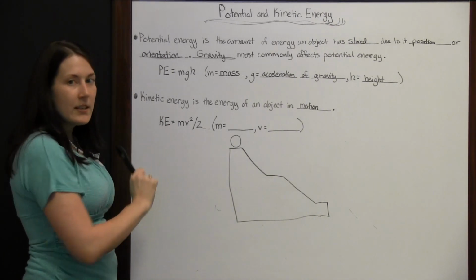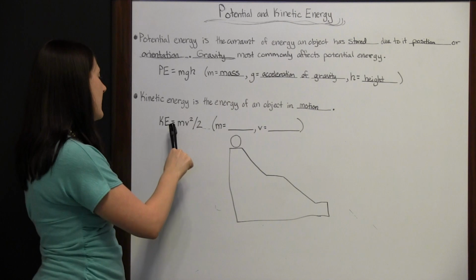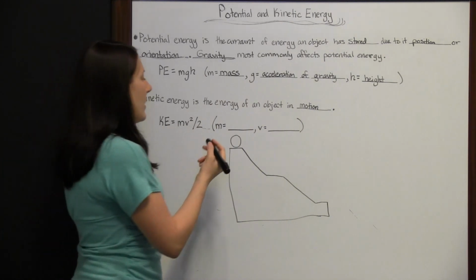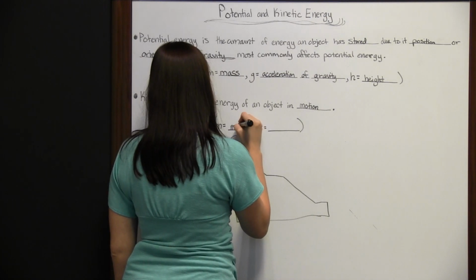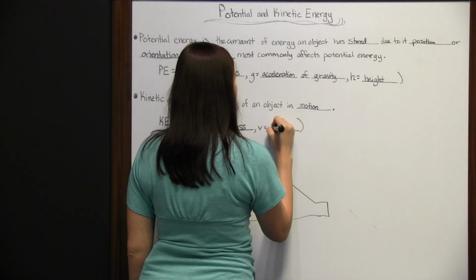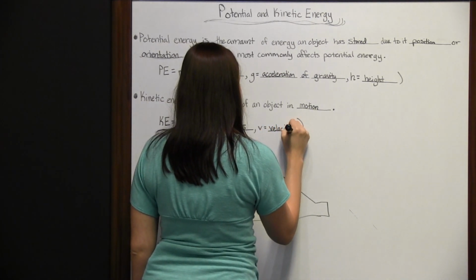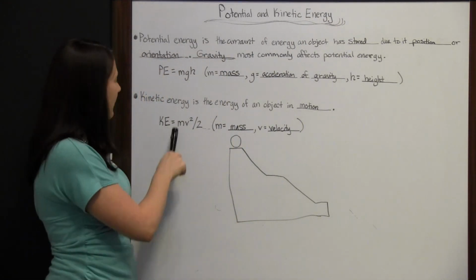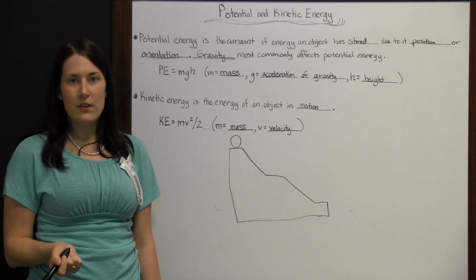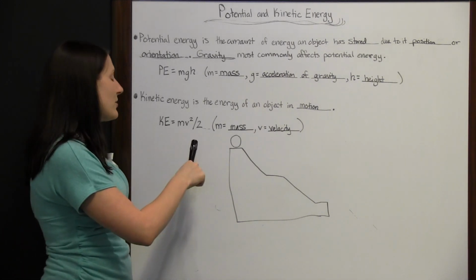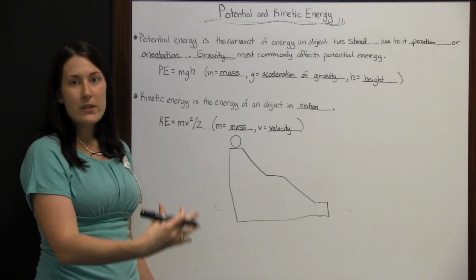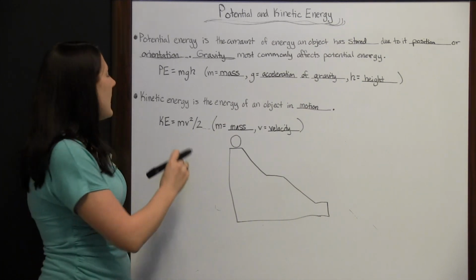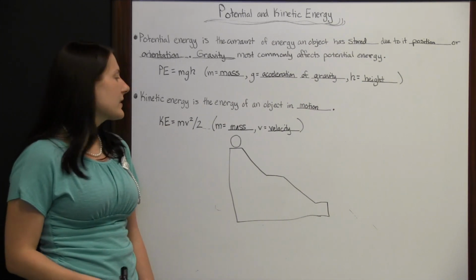And kinetic energy, KE, can be found with this formula, mv squared divided by 2, where m equals the mass and v equals velocity. So mass times the velocity squared divided by 2 will give you the kinetic energy of an object. This one doesn't have as much to do with gravity, because once it's in motion, the kinetic energy has more to do with the velocity and the mass of the object.